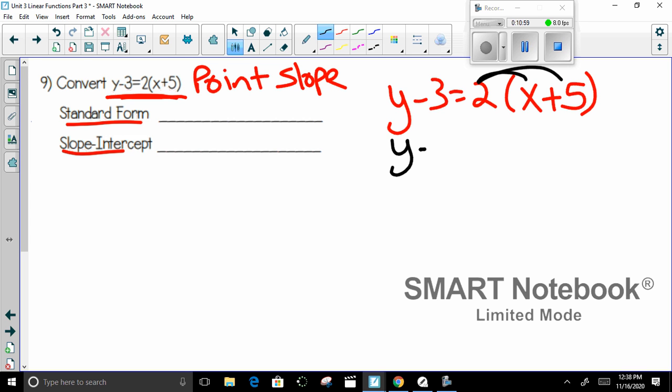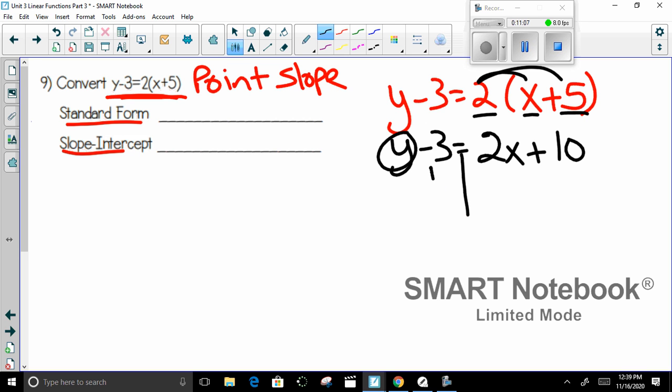So leave the y minus 3. 2 times x is 2x. 2 times 5 is 10. Go ahead and finish getting y by itself. Get rid of the minus 3, so plus 3.